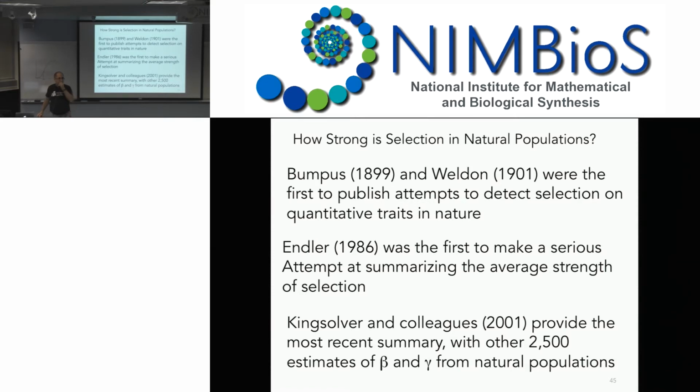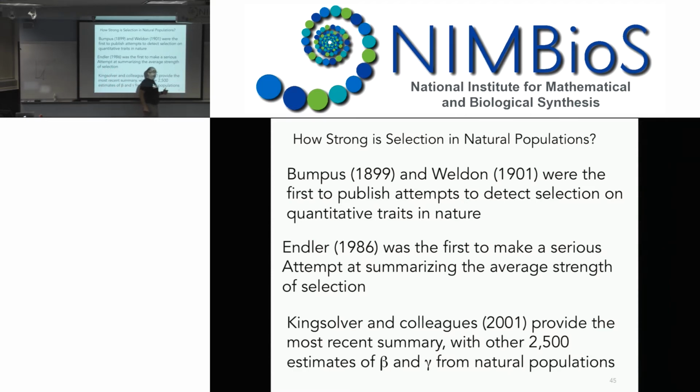A more interesting question, of course, is: okay, we can do this machinery, what does it tell us? How strong is selection in natural populations? I mentioned Bumpus and Weldon were the first to publish attempts to detect selection on quantitative traits in nature. John Endler made the first serious attempt to put some of the early studies together, and then Kingsolver, along with people like Hopi Hoekstra and others, published a series of papers starting in the early 2000s where they summarized all these estimates of beta and gamma from natural populations.